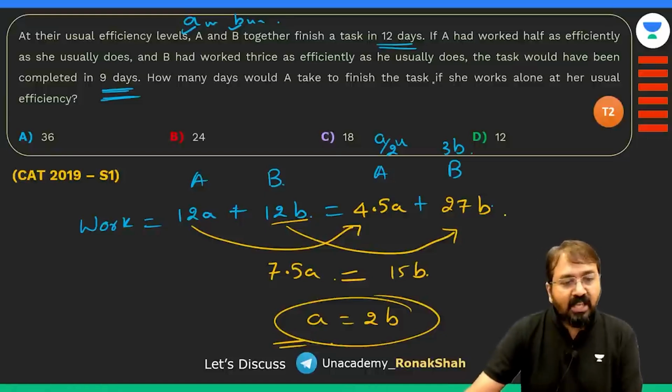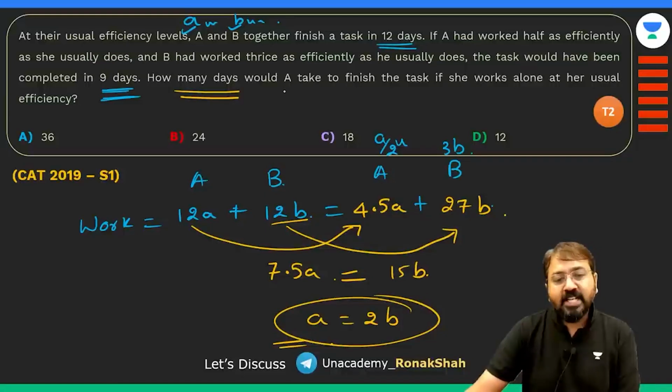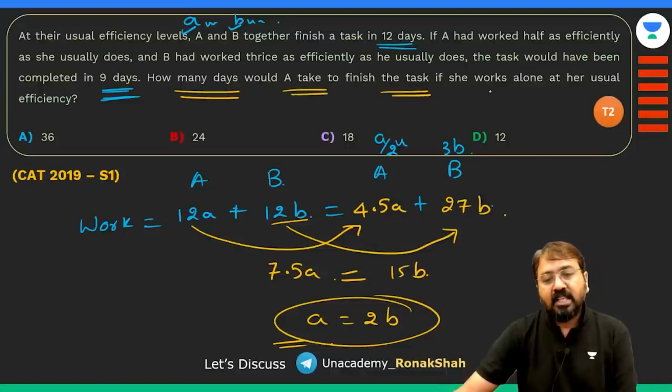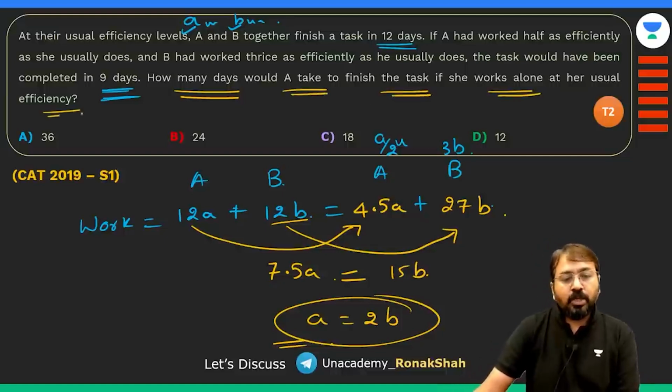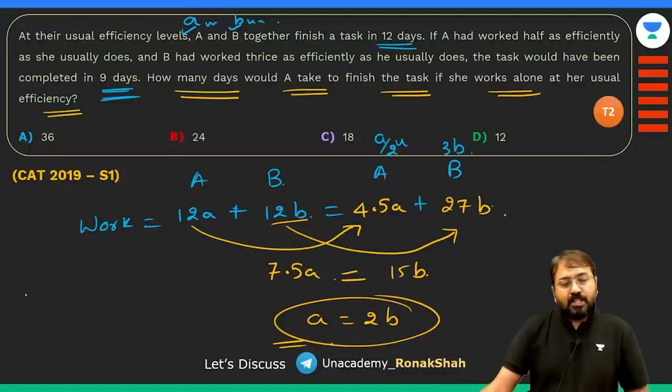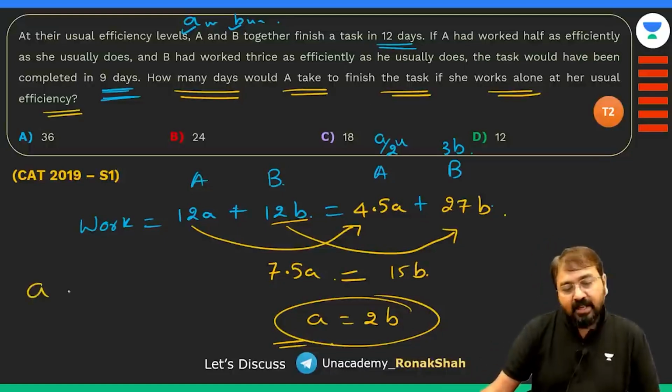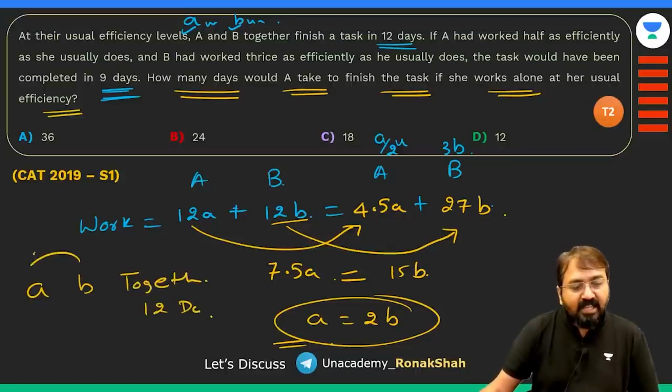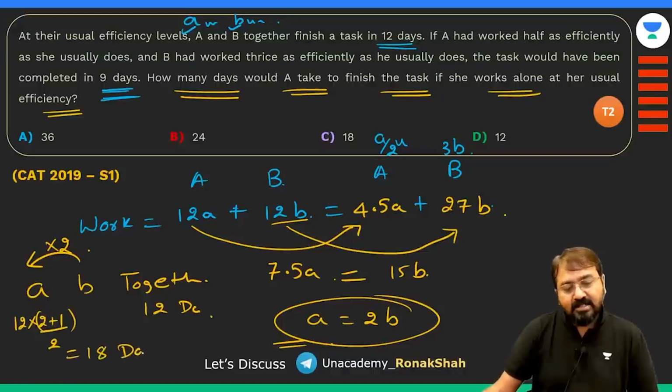Now what have they asked? How many days would A take to finish the task if she works alone at her usual efficiency? Now guys, we know that A and B together complete the work in 12 days, right? And A is twice as efficient as B. So can I say A should be taking 12 into (2 plus 1) divided by 2 days? So this will come out to be 18 days.